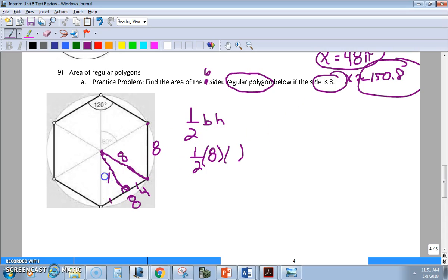So if I call this x, what I want to know, I'm going to have 4 squared plus x squared equals 8 squared. So 16 plus x squared equals 8 times 8 is 64. 16 was 4 times 4. Subtract 16 from both sides.